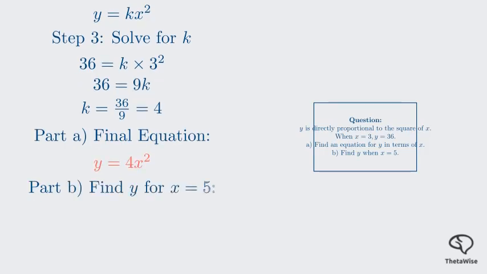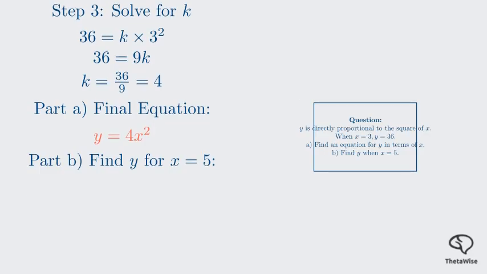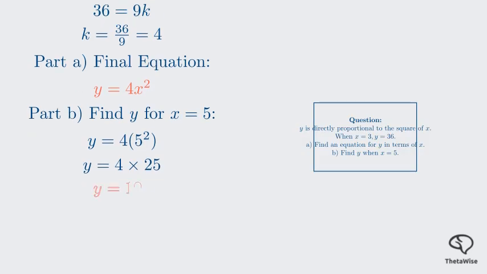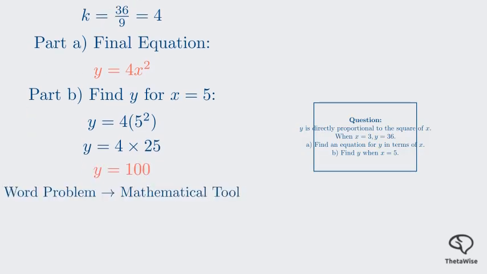Finally, for part B, we use our new formula to find the unknown y when x is 5. Substitute 5 into the equation. Y equals 4 times 5 squared. This becomes y equals 4 times 25, which results in y equals 100. By following these steps, you've turned a word problem into a precise mathematical tool.